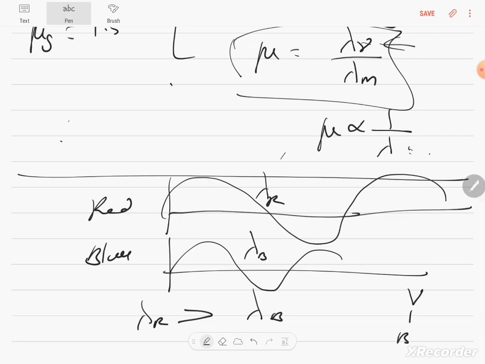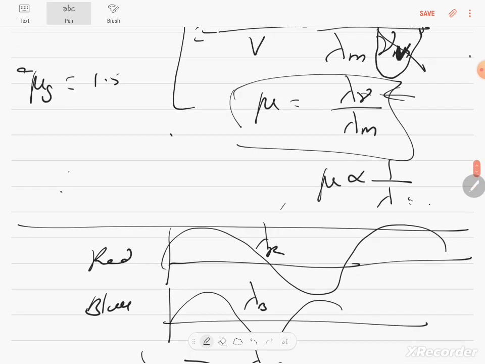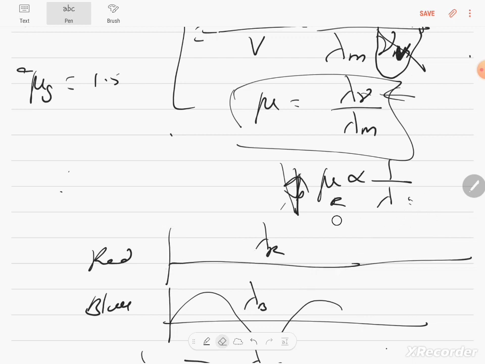It goes like this: VIBGYOR, where red has the maximum wavelength, then it keeps reducing. Blue is here, and violet has the least wavelength. So if you're talking about refractive index, red light has the greatest wavelength, so the refractive index will be least for red, and blue light has a lesser wavelength, therefore it has the maximum. You should understand this line, very important: the refractive index is inversely proportional to wavelength.